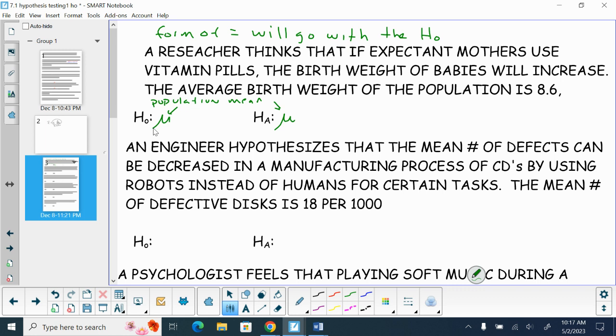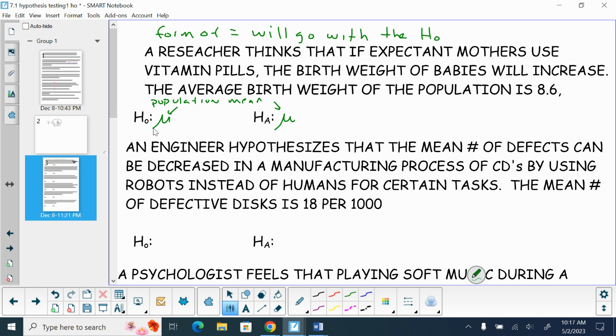And once again, the first step is to write out the null and alternate hypothesis. It's going to be some comparison to, in the first part, the mean, and when we eventually get into this, it will have something to do with standard deviation or variance, but we'll just deal with the mean right now. A researcher thinks that if expected mothers use vitamin pills, the birth weight of babies will increase. The average birth weight of the population is 8.6 pounds.